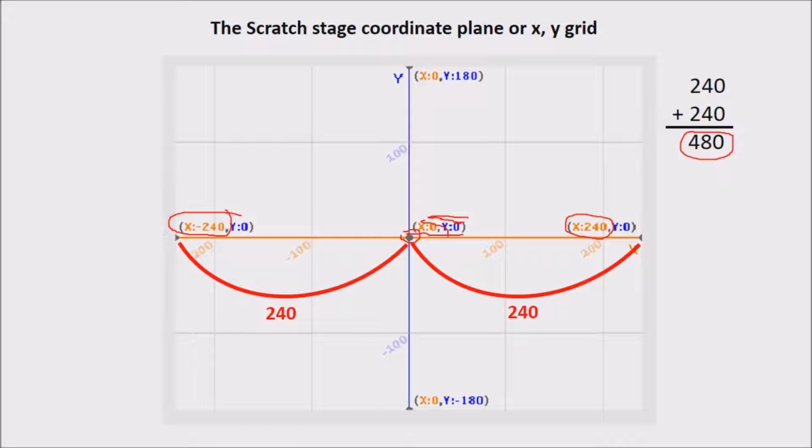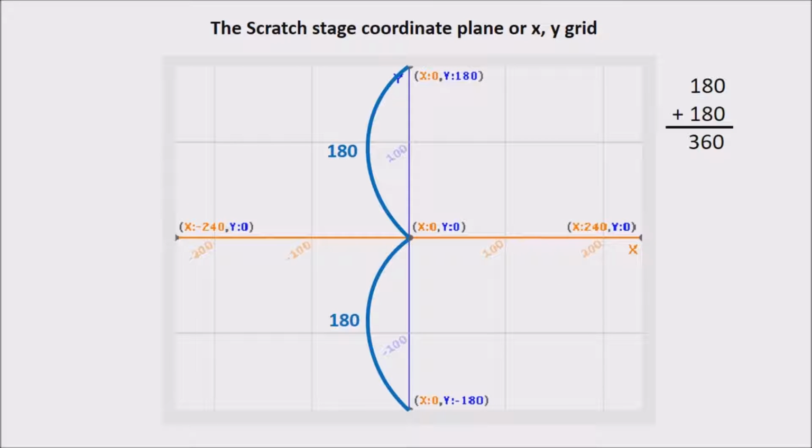Now the y-axis goes from 180 down to negative 180. So if you moved a sprite from the top to the bottom of the stage, you would move 180 plus another 180, which is 360 units or steps.